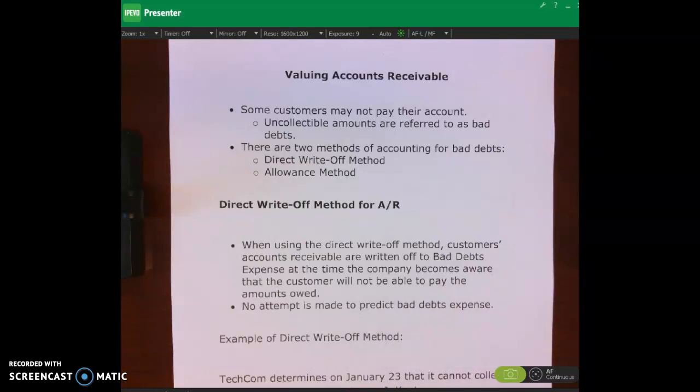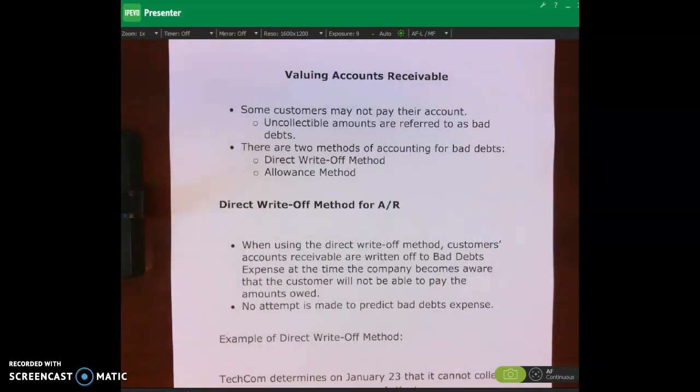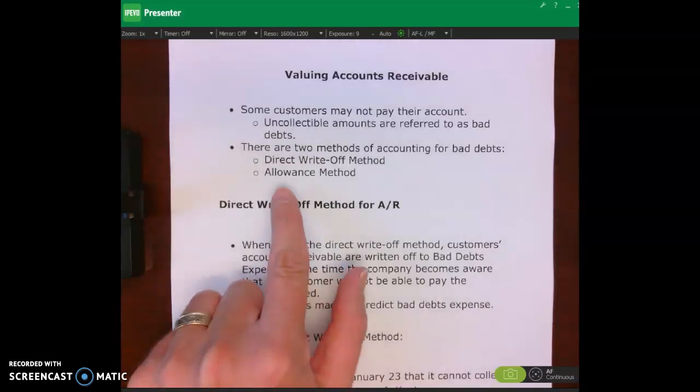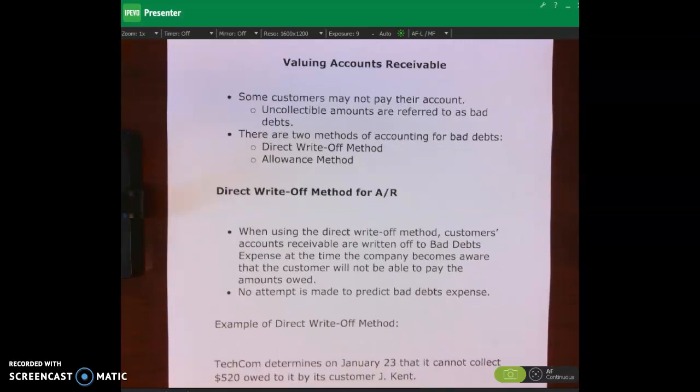And by the way, I'm on page 177 of your course pack. This lecture video will talk about the direct write-off method for accounts receivable, for dealing with bad debts expense. The next lecture video will talk about the allowance method, okay? So let's talk about the direct write-off.